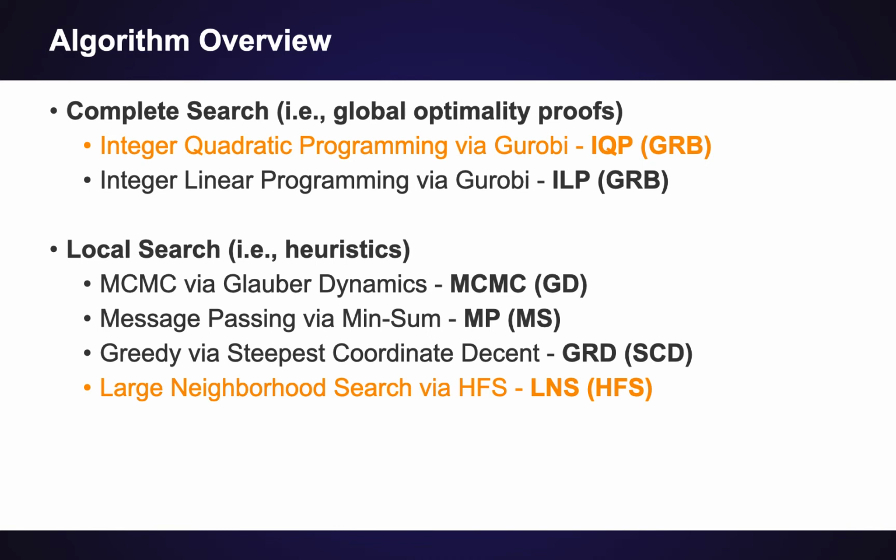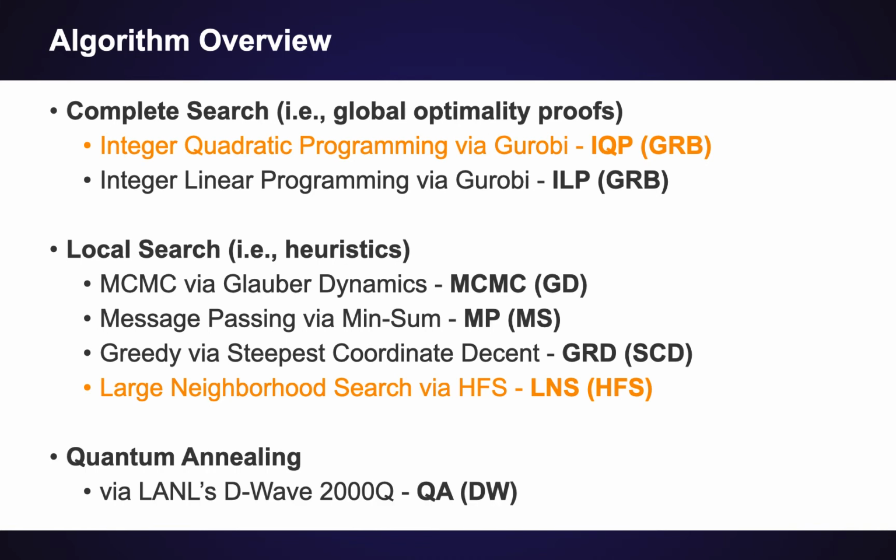In terms of local search, we have a variety of heuristics. We have Glauber dynamics, which is a type of MCMC heuristic. We have min-sum, which is a type of belief propagation or message passing algorithm. And then we have a steepest coordinate descent algorithm, which is a type of greedy algorithm. Our primary contender is an algorithm called HFS, which is a large neighborhood search approach and is widely considered a state-of-the-art solver for benchmarking the D-Wave. And last but not least, we're going to test quantum annealing via LANL's D-Wave 2000Q computer.